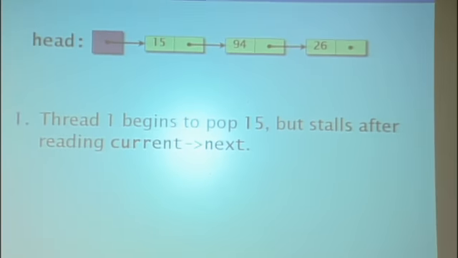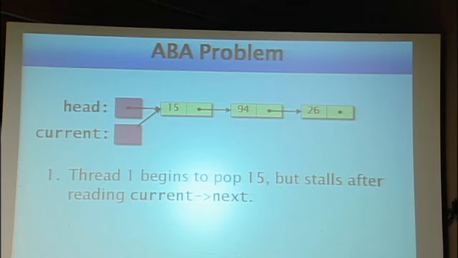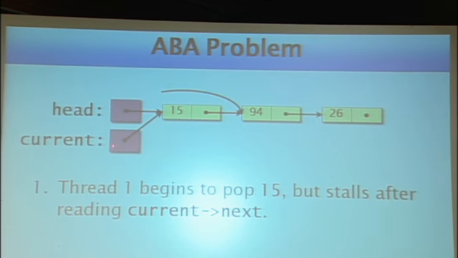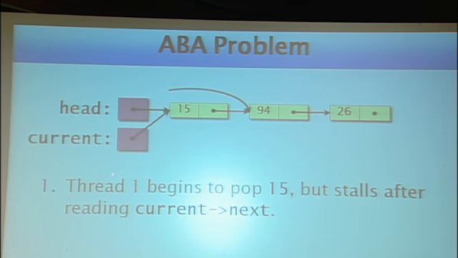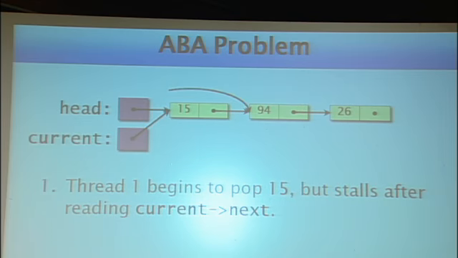Thread 1 begins to pop 15. Okay? So imagine that what it does is it sets its current there, and then it reads the value here and starts to set the head here using its compare and swap. Okay? But it doesn't complete the compare and swap yet. The compare and swap hasn't executed. It's simply gotten this value, and it's about to swap it here.